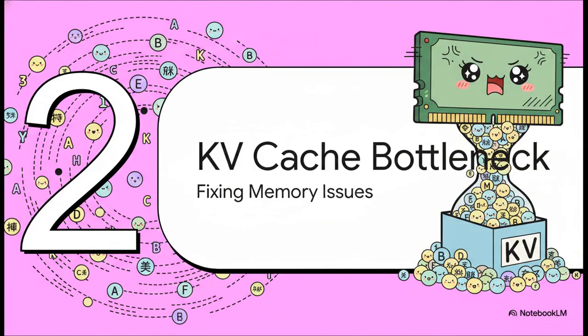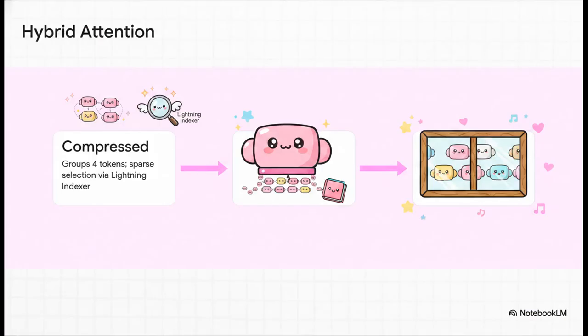So, moving on to Section 2, solving the KV cache bottleneck. Instead of perfectly memorizing everything one word at a time, the DeepSeek team engineered this brilliant hybrid attention bypass that basically splits the workload into 3 parallel pathways. First up, we've got compressed sparse attention. This groups tokens into small chunks and uses a super fast internal search engine, the Lightning Indexer, to grab only what's absolutely relevant.